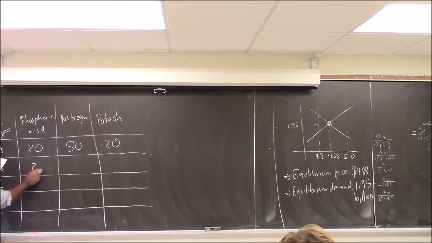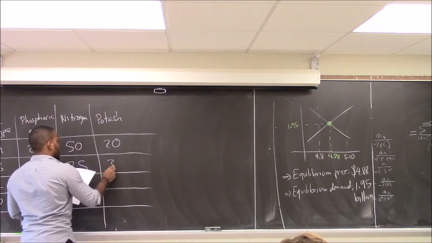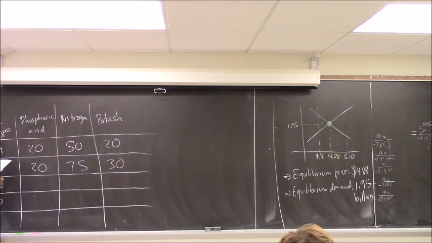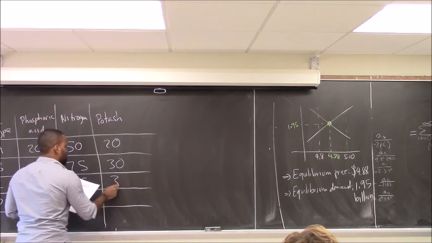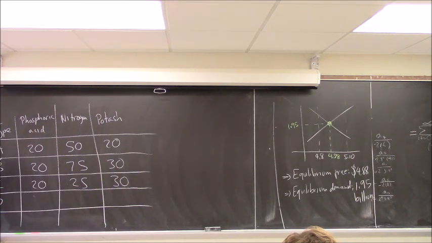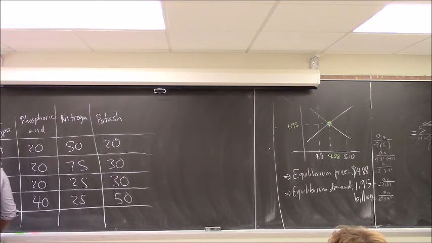Mix B, 20 pounds of phosphoric acid, 75 pounds of nitrogen, 30 pounds of potash. Mix C, 20 pounds of phosphoric acid, 25 pounds of nitrogen, 30 pounds of potash. And then finally mix D, which is 40 pounds of phosphoric acid, 25 pounds of nitrogen, 50 pounds of potash. And here's what we want for the mix.